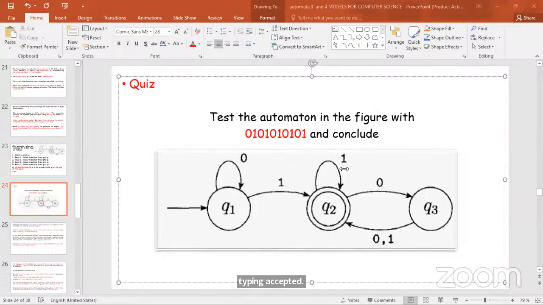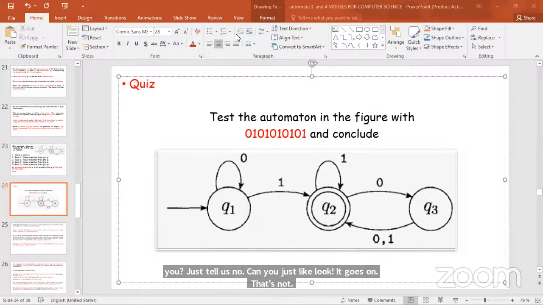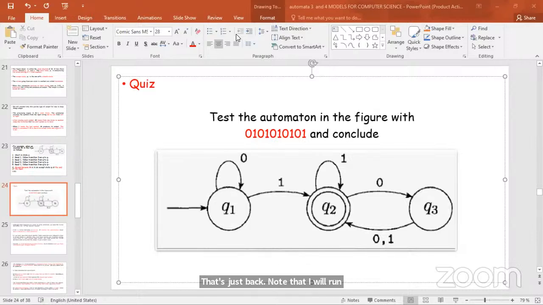Well, I hope those of you typing accepted understand how it was done. I didn't say you should test Q2 now. Ayodele, I say you should test if that string is accepted. If you do not understand how that was tested, just type no so that we'll run it over again.